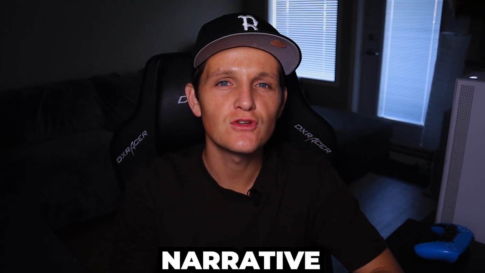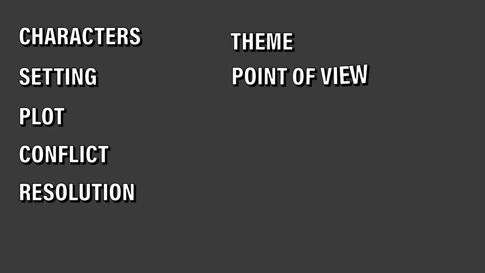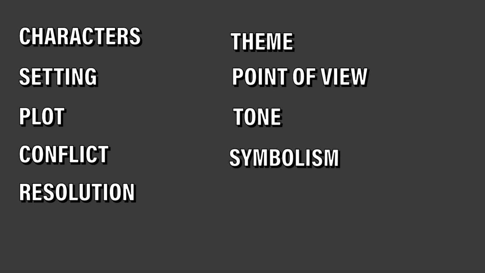Conveying a narrative to an audience. That is storytelling. I'm going to power through 10 things to think about when we talk about storytelling: characters, setting, plot, conflict, resolution, theme, point of view, tone, symbolism, and narrative. Now, we're gonna break those down in reference to this video game, Until Dawn.